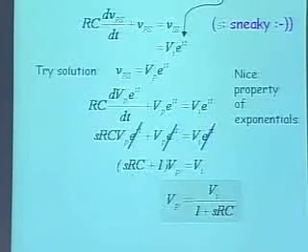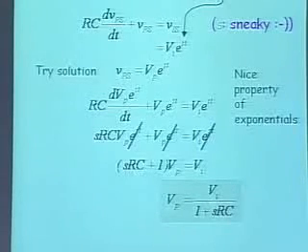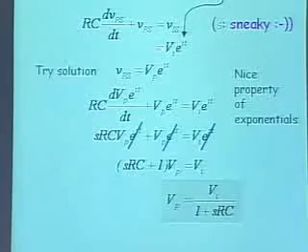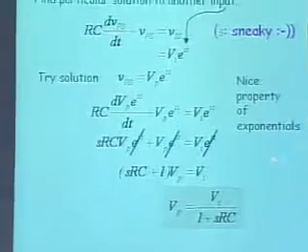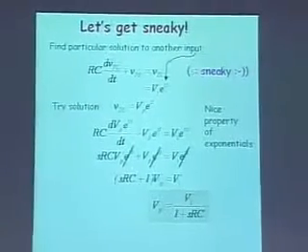So what happened here? I assumed a solution of the form VP e to the st, substituted it back, and found that if VP were equal to VI over 1 plus SRC, then VP e to the st is a solution. So what I've done here is that VI divided by 1 plus SRC is a particular solution to this equation for the input VI e to the st. I put a box around it because this is important. This was easy.